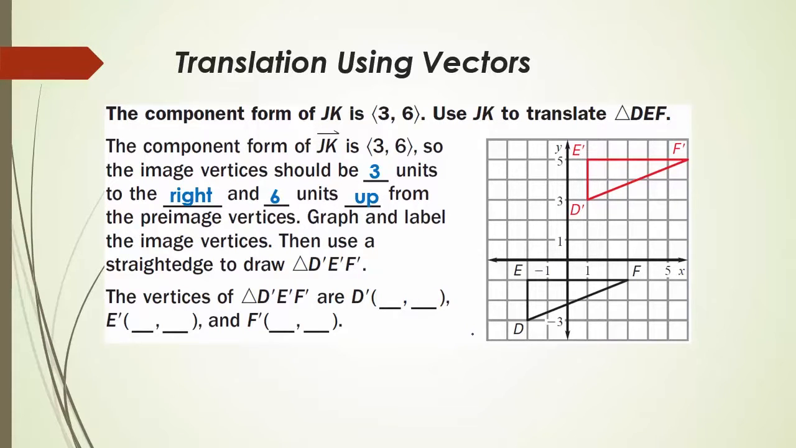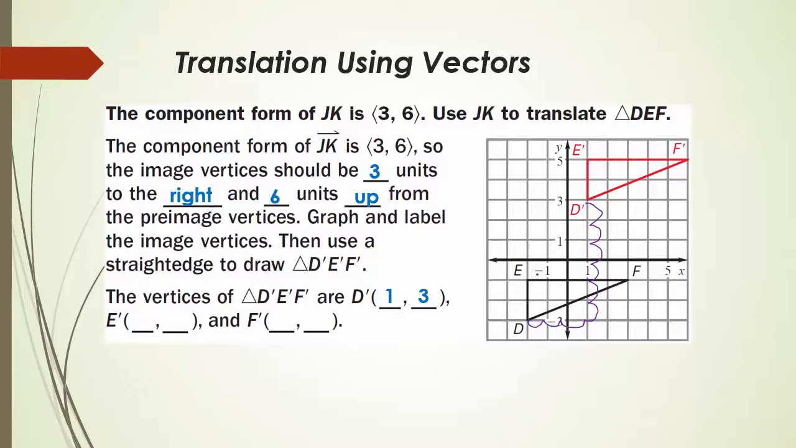So we said that we have to go 3 units to the right and 6 units up. 1, 2, 3, and then 6 units up. 1, 2, 3, 4, 5, 6. D prime is located at x equals 1 and y equals 3.